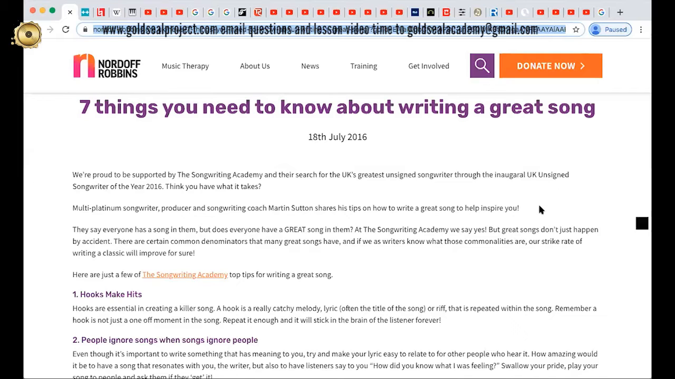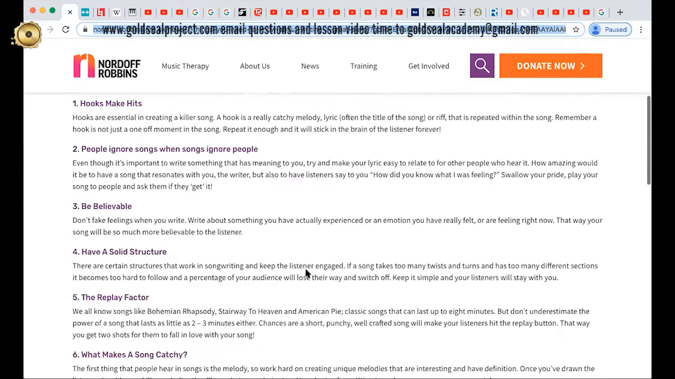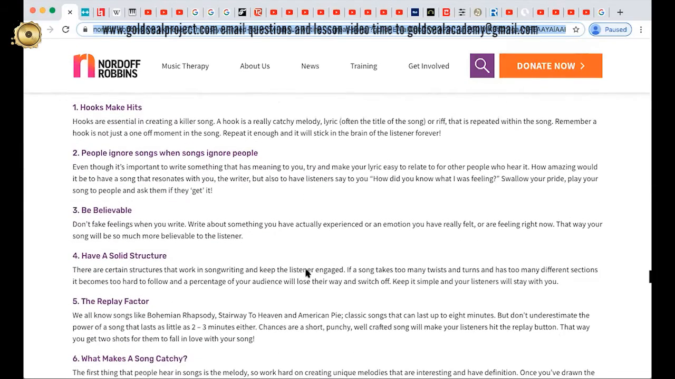One of the most important things to try and understand is, are there any techniques typically to write what we might call a hit song? So according to Nordorf Robbins, who have an institute that helps people with songwriting, with their own songwriting academy, they put together this article and these 7 points, which I think are really helpful for you guys if you're interested in learning how to write a hit standard song.